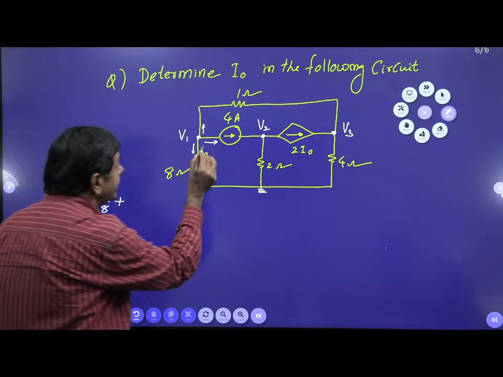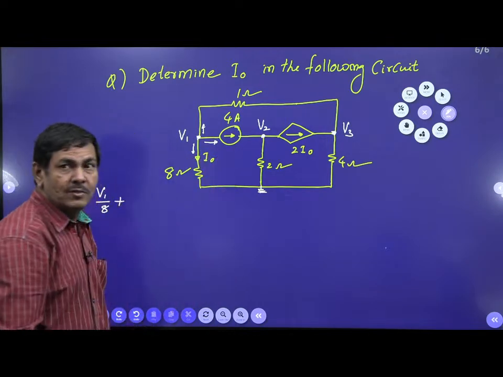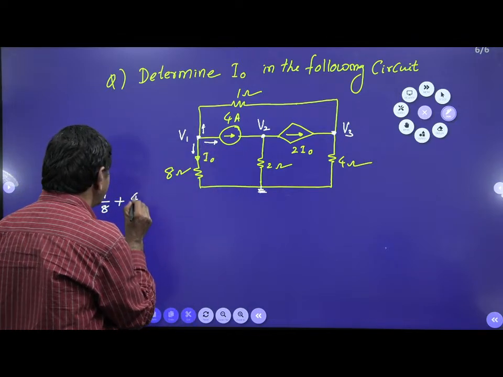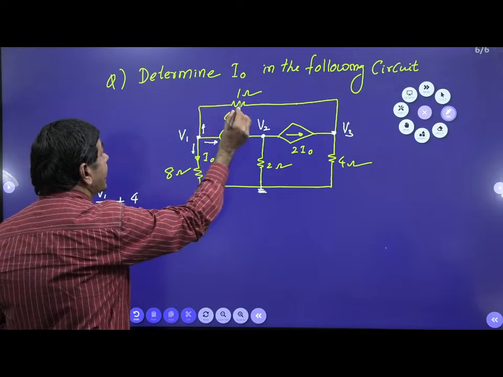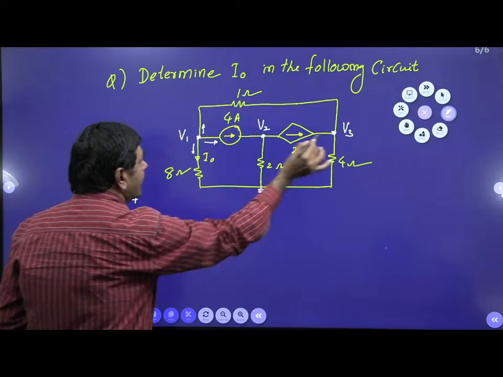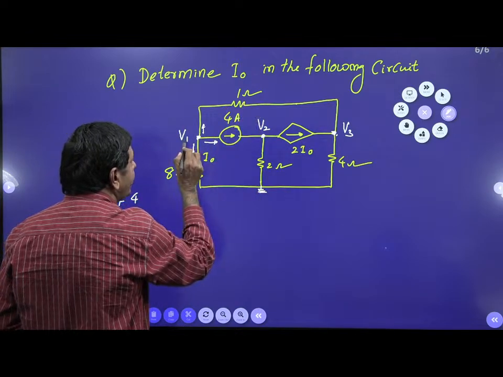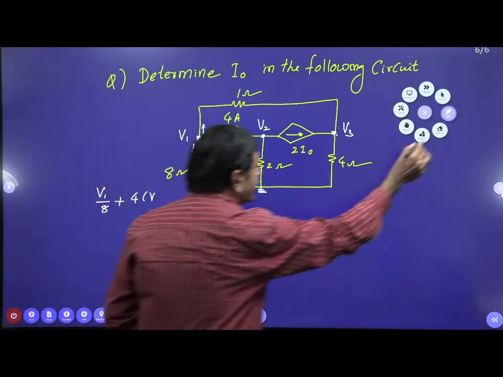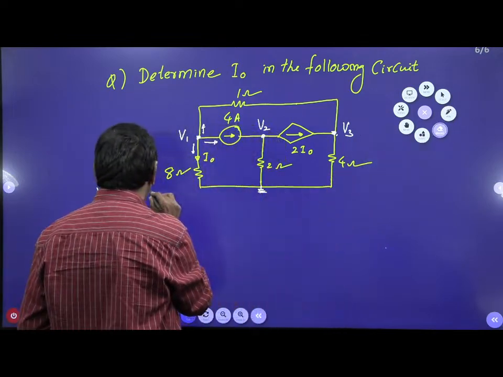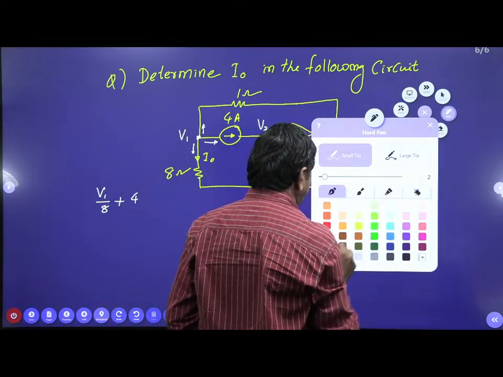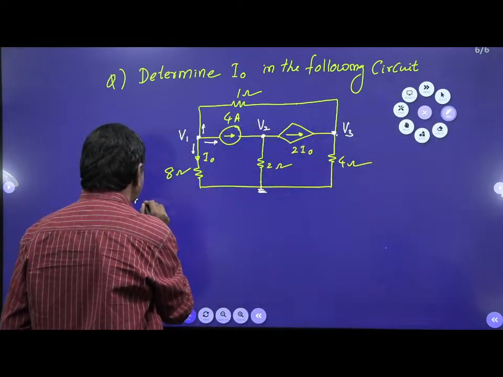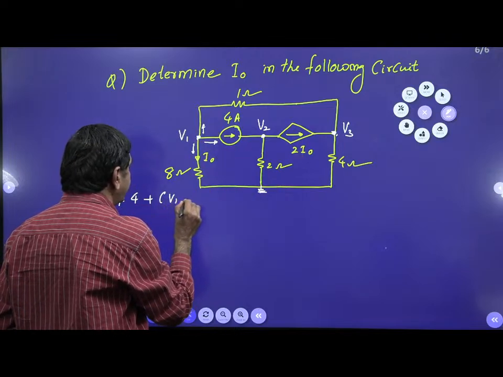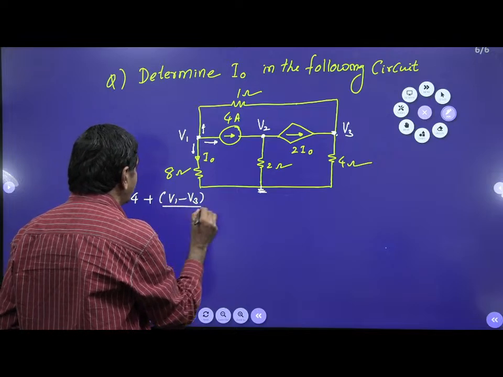Plus, in this direction, the current is given directly here. What current is passing in this direction? 4 amperes, so I can put 4 directly. What current is passing this side? Current through 1 ohm: the voltage across 1 ohm is V1 minus V3, so the current is V1 minus V3 by 1. Plus, this current I am getting now, V1 minus V3 by 1.